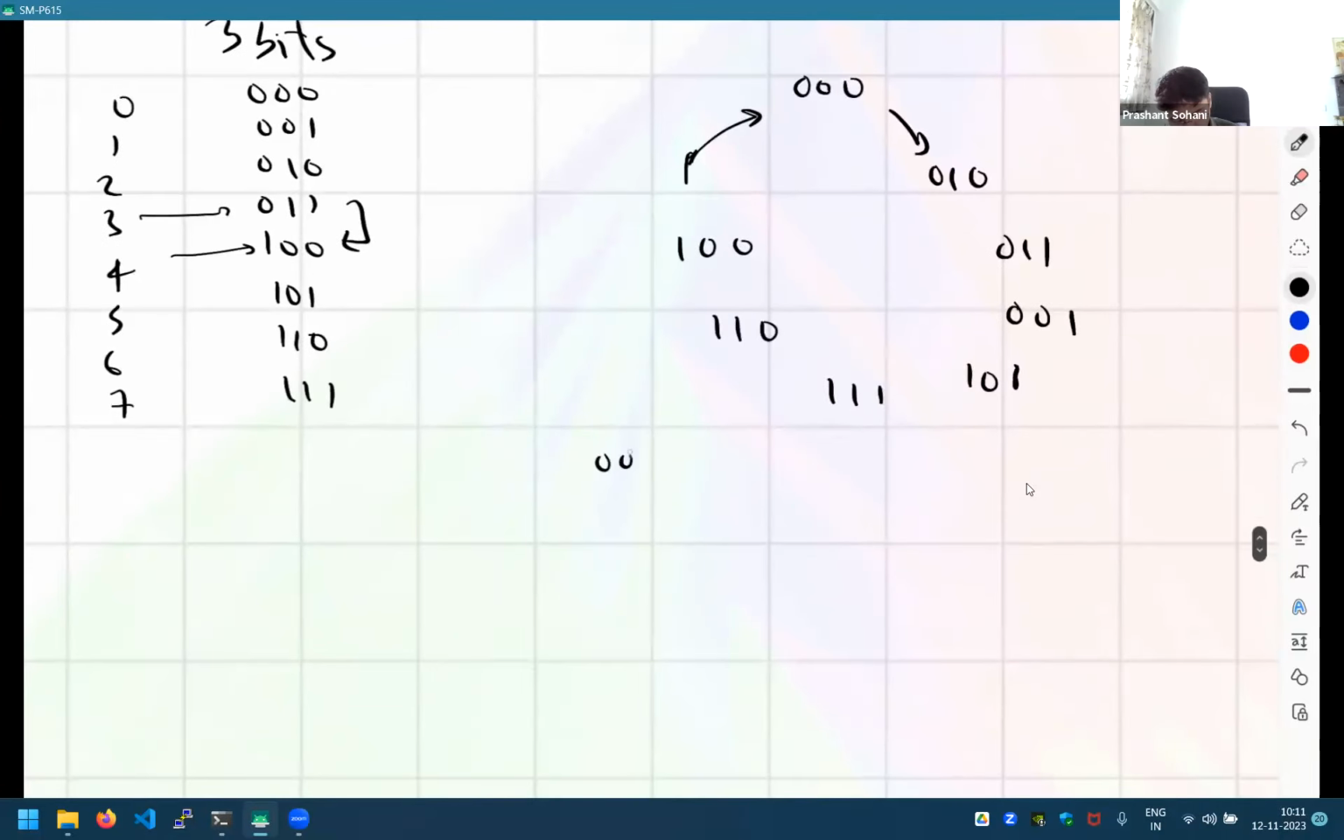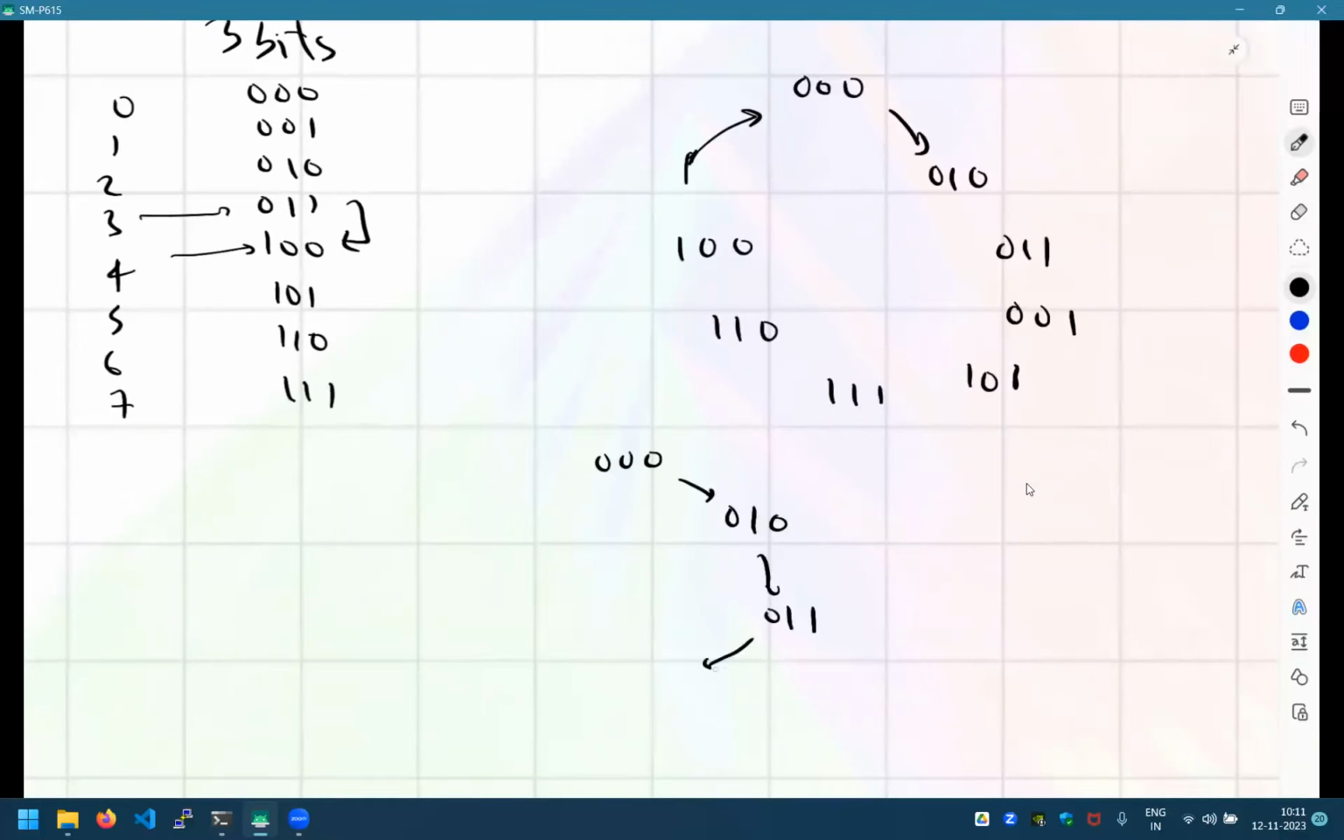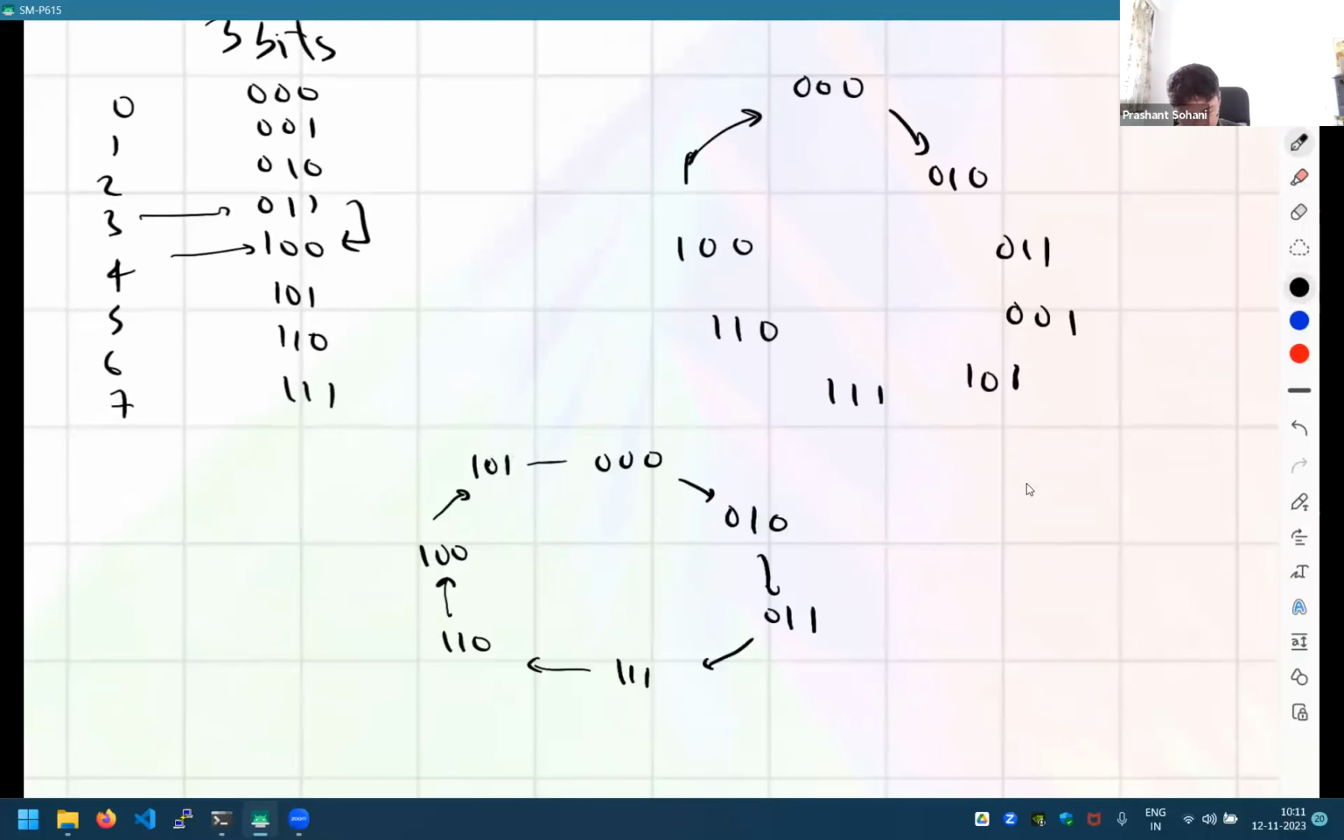So 000, then 010, then 011, then what do we do? 111, okay. Then 110. Then 100. Then 101. Then 001. Yes, this also looks well.